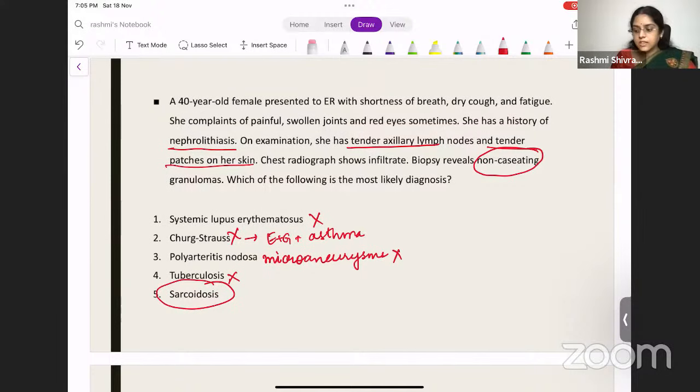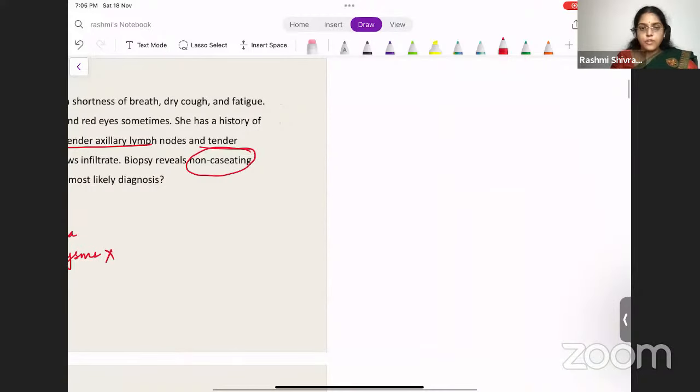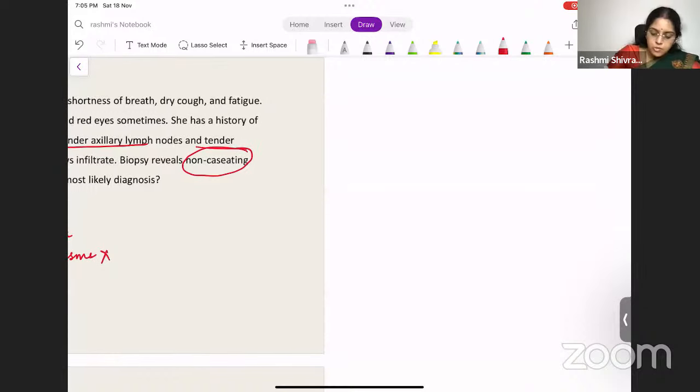Sarcoidosis we have not discussed earlier. I will tell you some salient points regarding sarcoidosis. Now, can you tell me why sarcoidosis patients have nephrolithiasis? Can you just try attempting? I'll tell you subsequently, but I would like all of you to attempt why sarcoidosis patients can have nephrolithiasis. It is not presenting always, but sometimes sarcoidosis patients do have nephrolithiasis. You can type into the chat box in the meantime. Okay, so let's talk about sarcoidosis.